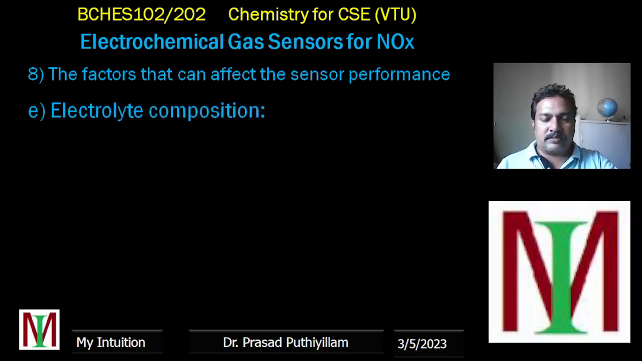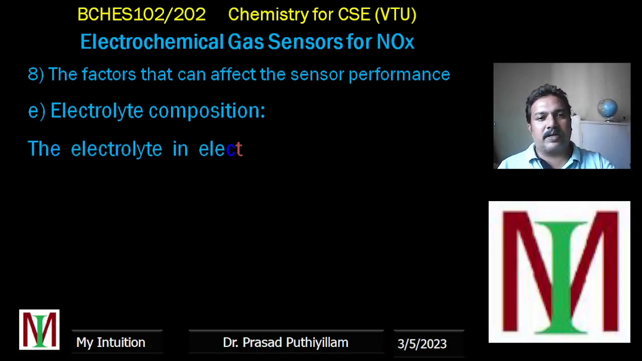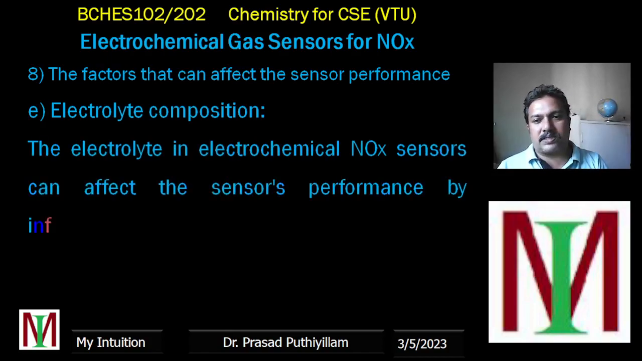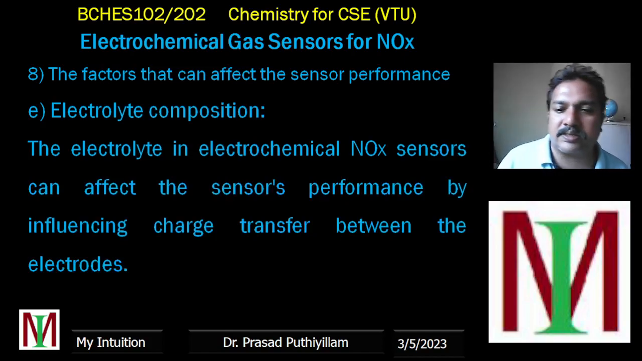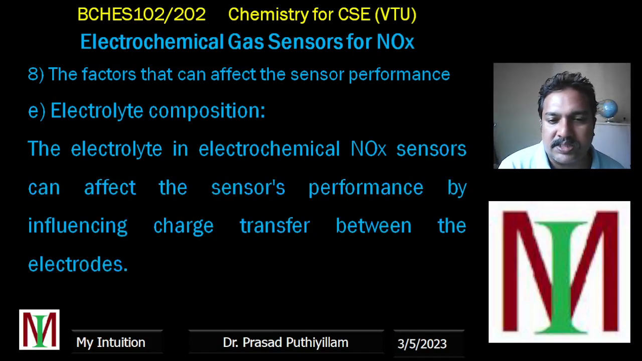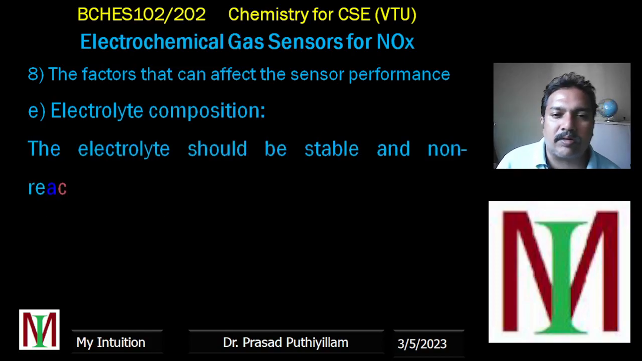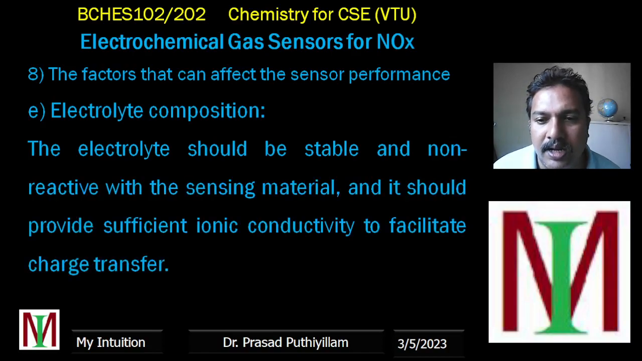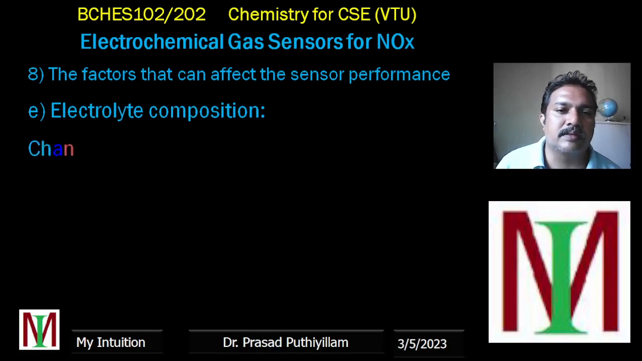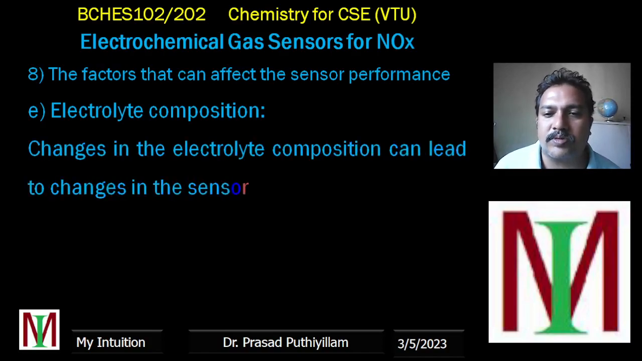Electrolyte composition. The composition of the electrolyte will also affect the sensor performance. The electrolyte in an electrochemical NOx sensor can affect the sensor performance by influencing charge transfer between the electrodes. The electrolyte should be stable and non-reactive with the sensing material, and it should provide sufficient ionic conductivity to facilitate the charge transfer. Changes in the electrolyte composition can lead to changes in the sensor's response.